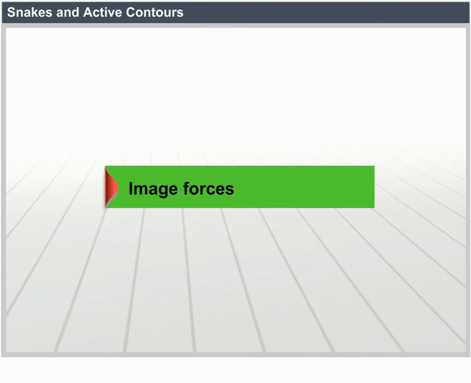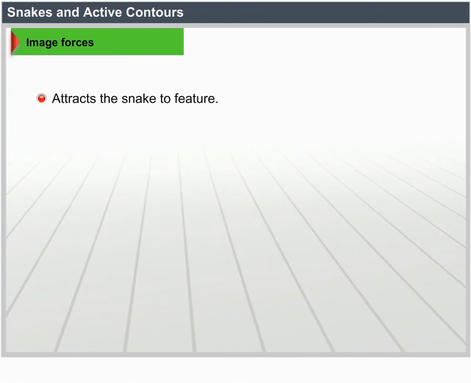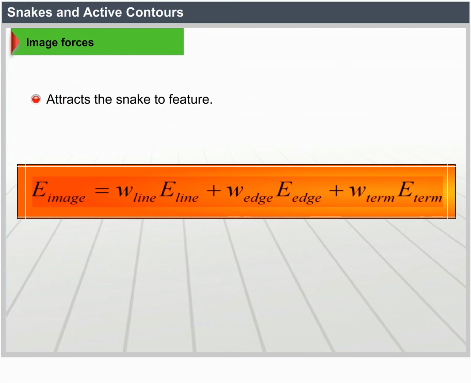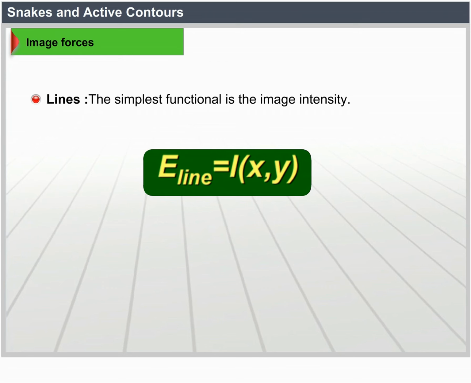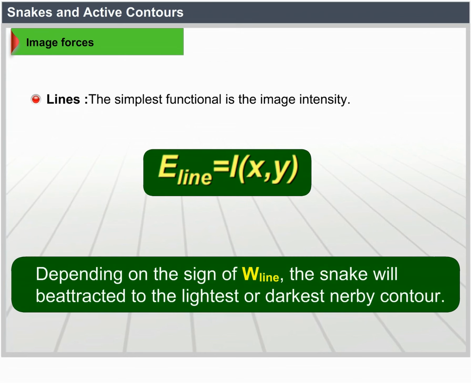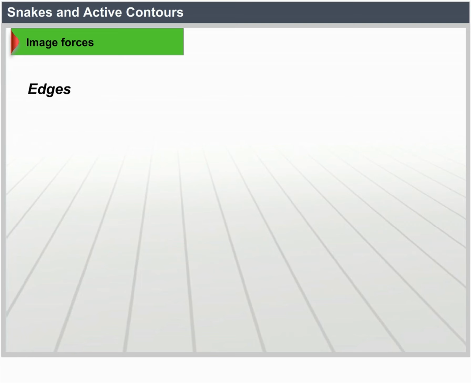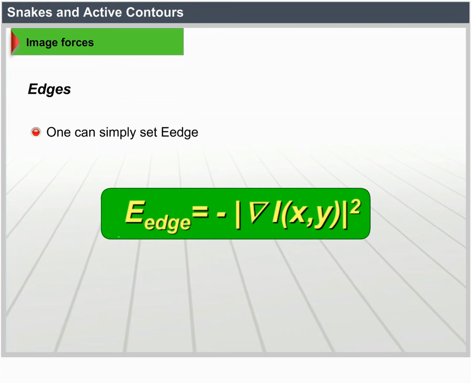Image forces attract the snake to features. The E_image equation is given on the screen. Lines stand for the simplest functional in the image intensity. Depending on the sign of w_line, the snake will be attracted to the lightest or darkest nearby contour. Edges: one can simply set E_edge. The E_edge equation is now seen on the screen. It attracts the snake to large intensity gradients.